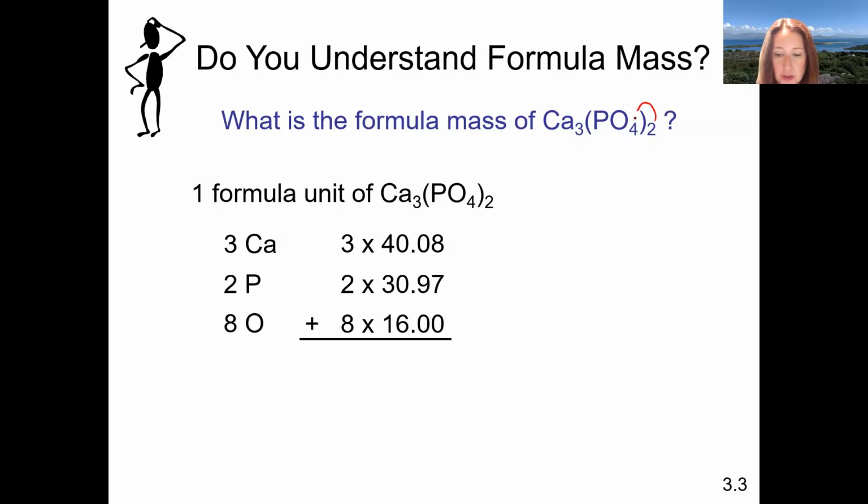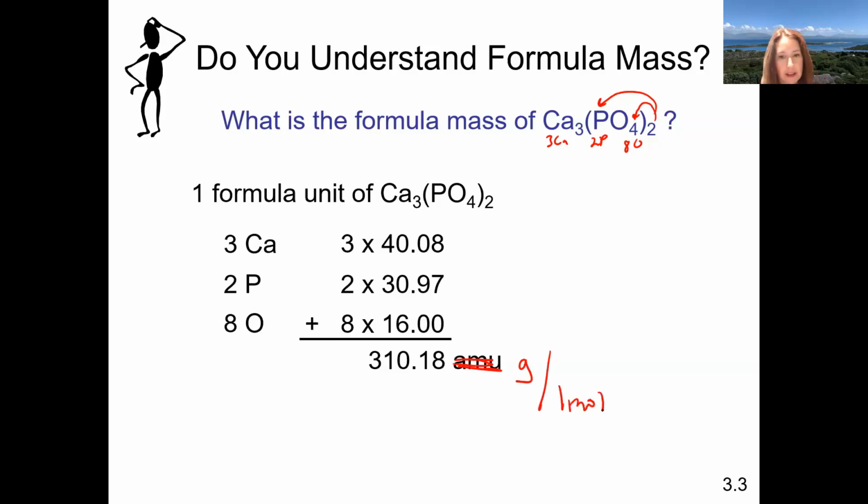So you distribute this 2 to both of these. So it's 2 times 4, so you have 8 O's and 2 P's and 3 Ca's. And again, an AMU is the same thing as grams in 1 mole. Same exact thing. So whenever you add it from the periodic table, your units are grams per mole. Okay, so quick little baby review on atomic mass, formula mass. Again, same thing, just ionic compounds are formula mass and covalent or molecular are molecular mass. Interchange them, I don't care.